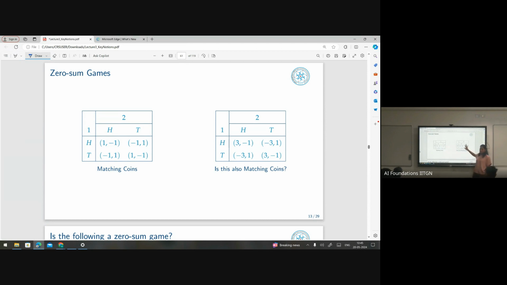So this is a constant sum game because the sum of utilities over here is 2. The sum will be minus 2 also, but the absolute number we could say is somewhat the same. So a constant sum game can always be converted to the matching coin game. That is because of the affine transformation proposition that we had before.